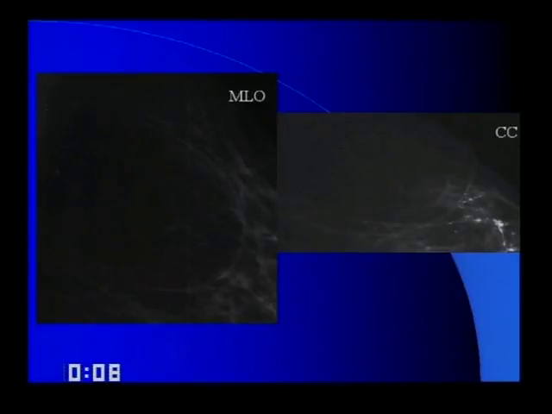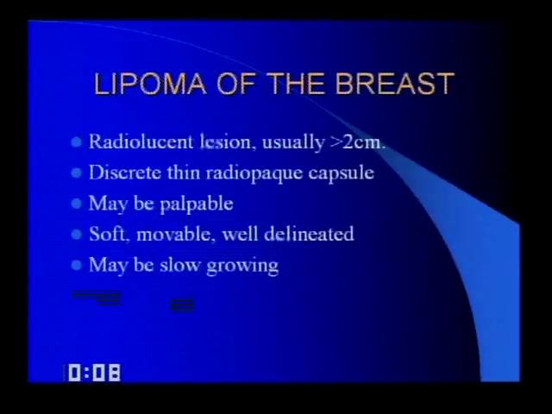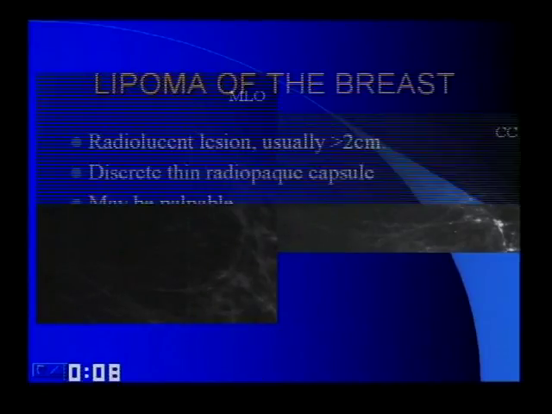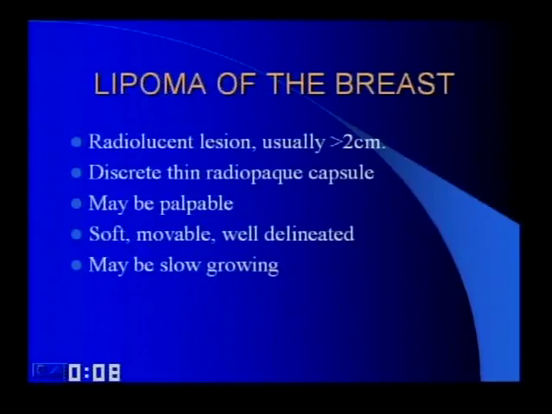A lipoma. A lipoma of the breast is a radiolucent lesion, totally radiolucent like this. There's no parenchymal density in it. It has a very pencil-sharp capsule right here and right there. It's usually large, greater than 2 centimeters. It may be palpable. It's soft, movable, and well-delineated. It can grow, but as long as it's totally lucent like this lesion was, we don't need to biopsy it, and we can just follow it and reassure the patient it's just a benign lipoma.